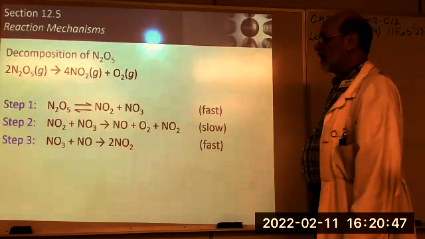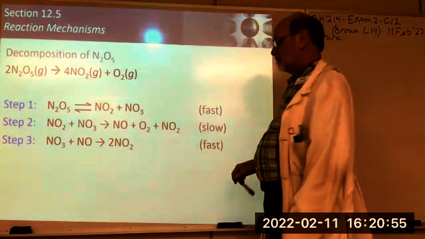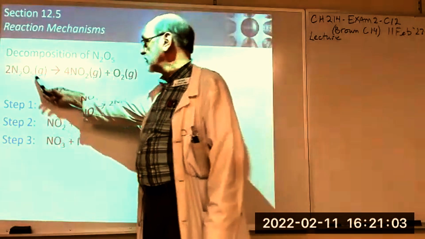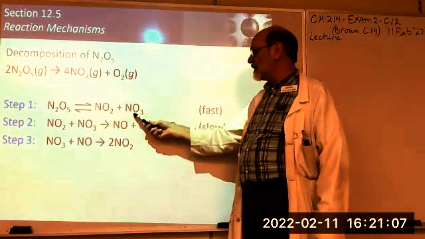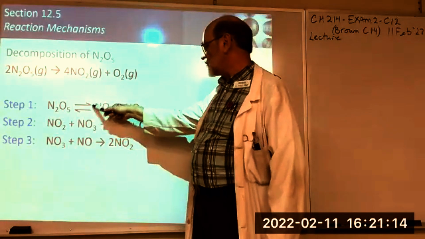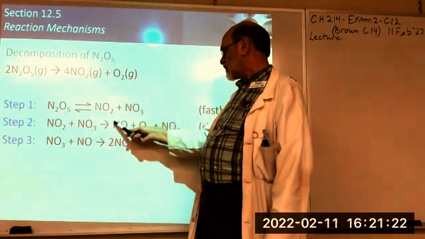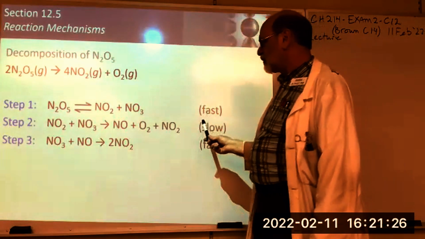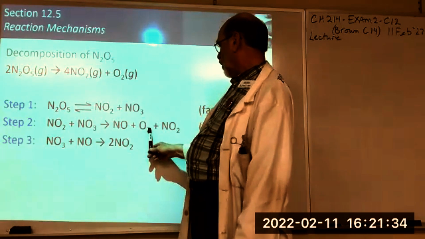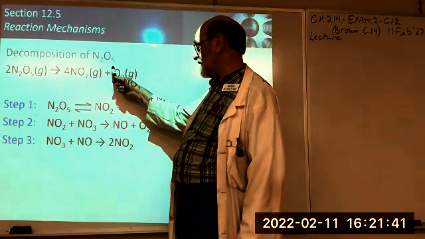Okay, so here's an example. Decomposition of dinitrogen pentoxide to nitrogen dioxide and oxygen. So this is the proposed mechanism with 3 steps. The first one takes one of these dinitrogen pentoxides right here, and it decomposes it to nitrogen dioxide and nitrogen trioxide. Okay. Then it takes this nitrogen dioxide, which is produced in this reaction, and reacts it again with that same nitrogen trioxide and makes nitrogen monoxide, oxygen, and nitrogen dioxide. So at this point, we've only used up one of these, and we've got one NO, one oxygen, and one NO2. And now we have this intermediate that can't be there. It's got to be used up.